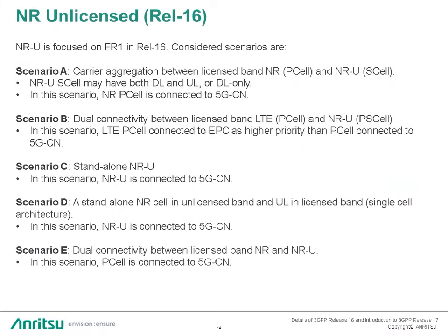And then we have standalone NR cell in licensed, where downlink is in unlicensed and uplink is in licensed. So different combinations. Also dual connectivity between licensed band NR and NR unlicensed. So a variety of combinations to ease deployment.